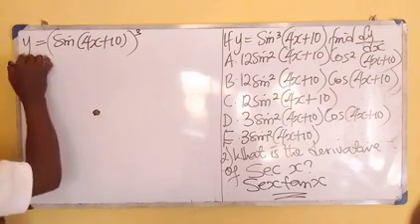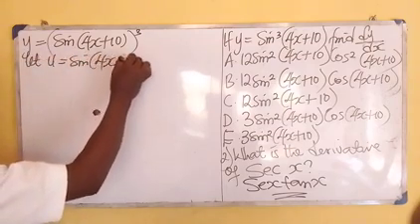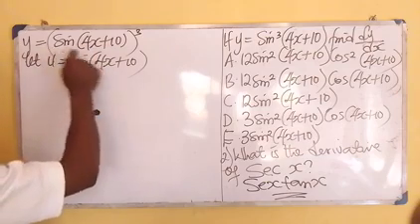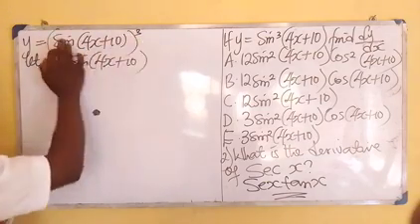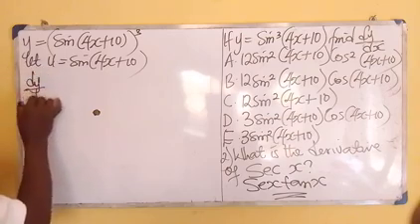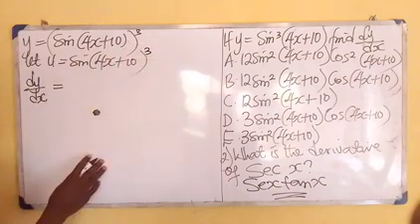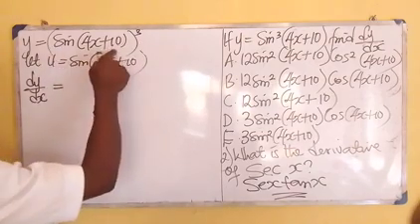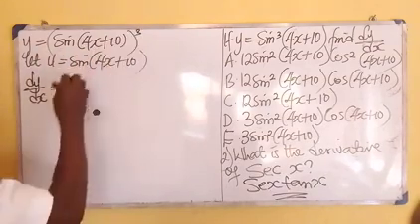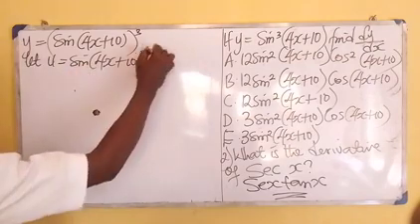If that has been established, I'll say let u equal sine of 4x plus 10. Alright, so u stands for everything inside the brackets, right? Everything inside this bigger bracket. So if that has been established, I will therefore say dy over dx equals what? Don't forget there's a 3 here. We said let u be this. If u is everything here and you are having the power 3, it becomes u cubed.